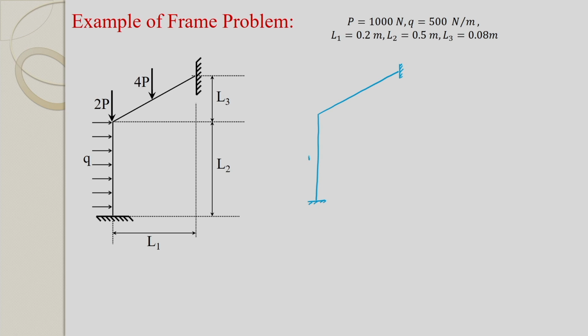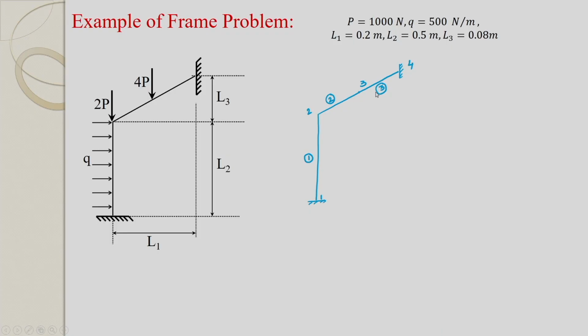So, we are considering this is one element having node 1, 2. There is another node at this point, node 3, and this is node 4. So, this is our second element and this is our third element. For this frame problem, we at least require these 3 elements. We cannot avoid it because we have point load at these 2 points. We can use further fine mesh.